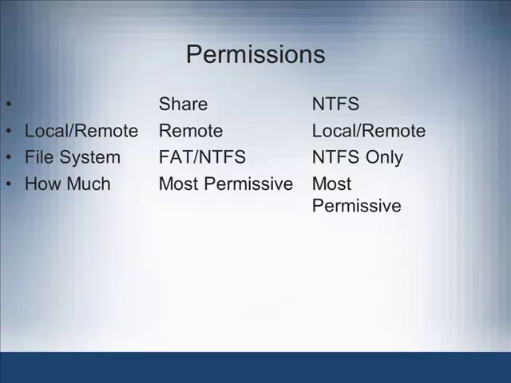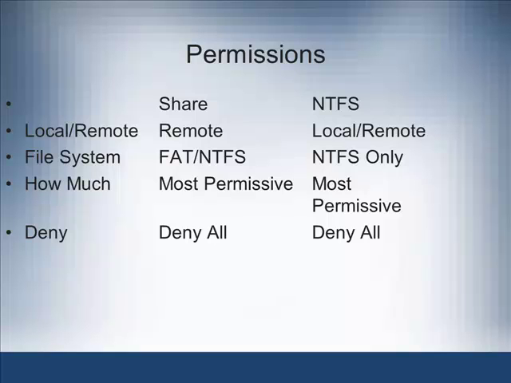How much do you get? Most permissive. You get the most permissive. If you're a member of 3 groups, and one of them gets read, and one of them gets read and write, and the other one gets full control, you get full control: the most permissive, the highest level that you're given in any location. Unless you have a deny anywhere.